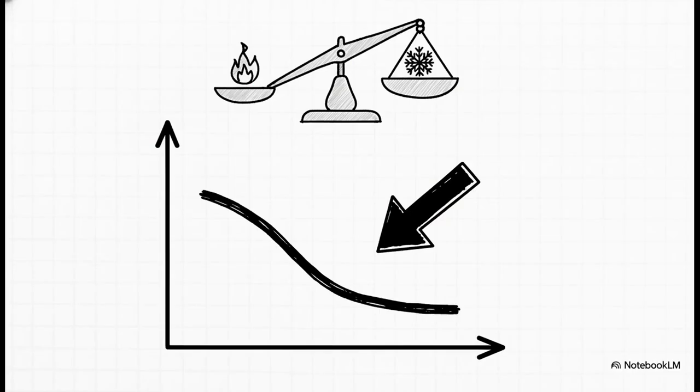So the goal here is finding the Goldilocks zone for K. Not too small, not too big. How do we do that? Data scientists use clever techniques like cross-validation and something called the elbow method.